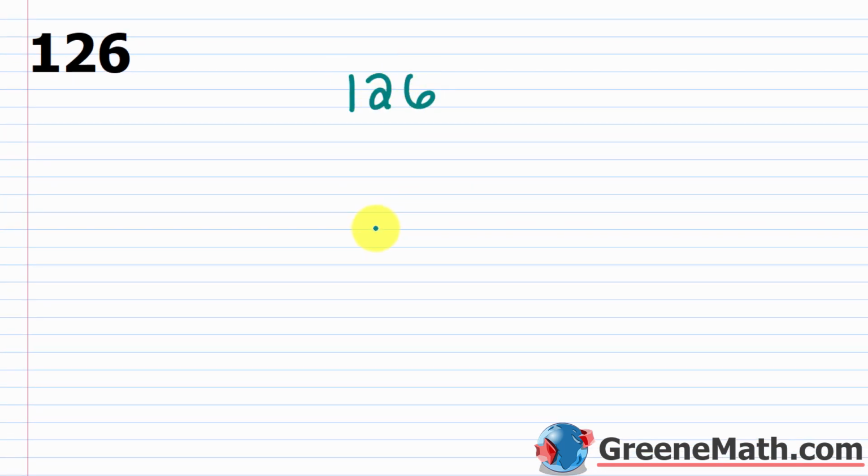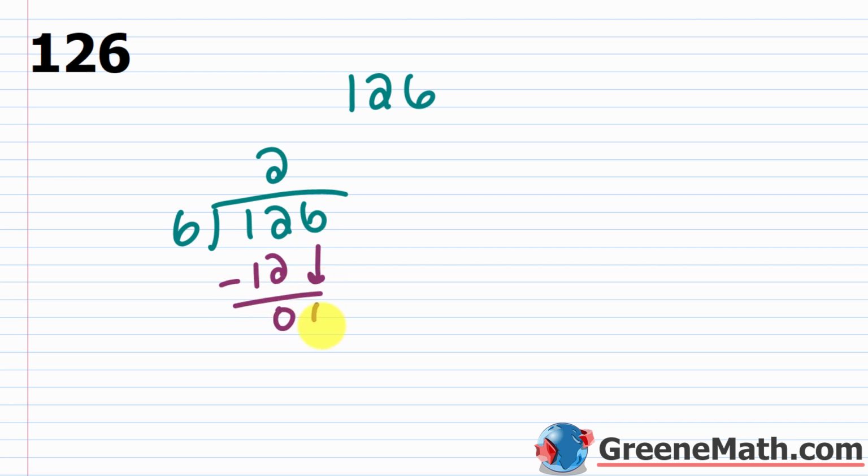So this number, it's an even number, so I know it's divisible by 2. And then 1 plus 2 is 3, plus 6 is 9. So that tells me it's divisible by 3 and also 9. But because it's divisible by both 2 and 3, it's going to be divisible by 6. Let me do that off to the side. So 126 divided by 6. 6 does not go into 1, but it will go into 12 twice. 2 times 6 is 12. Subtract, you get 0. Bring down the 6. 6 goes into 6 once. 1 times 6 is 6. Subtract, and we get 0.